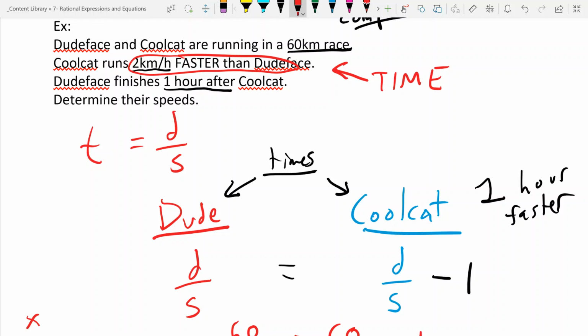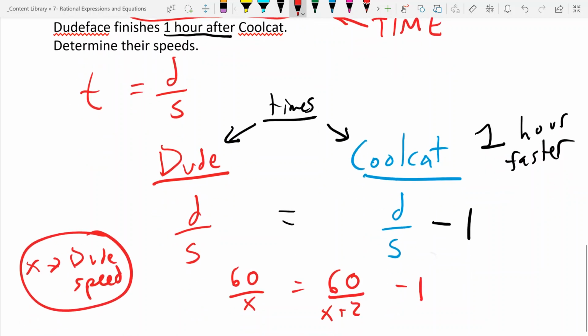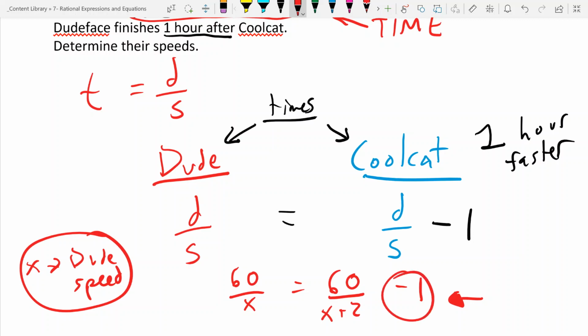It's a good idea to define your variables, because you could have, if you wanted, made it X minus 2 for Dude Face. I think that's just more confusing though. Okay, so X is Dude Face's speed. And again, now that I have this equation set up, I can solve the rest of it. It's just a little trickier because we're comparing two things, kind of like a balance. So you just have to think, what do I have to do to make them balanced on both sides? And in this case, it would be to subtract that 1 to make them the same.